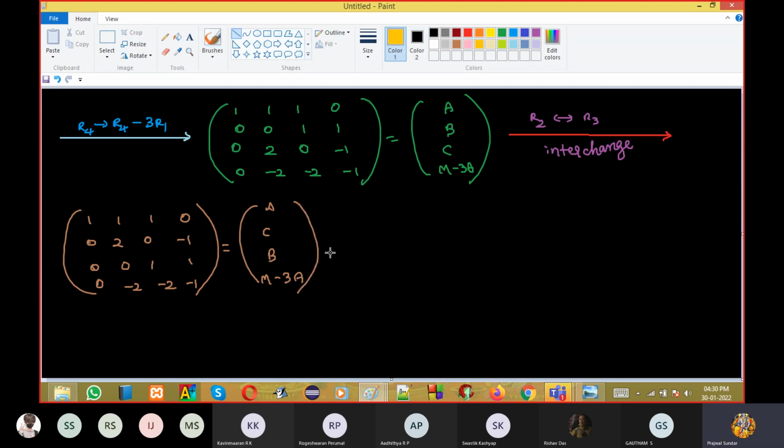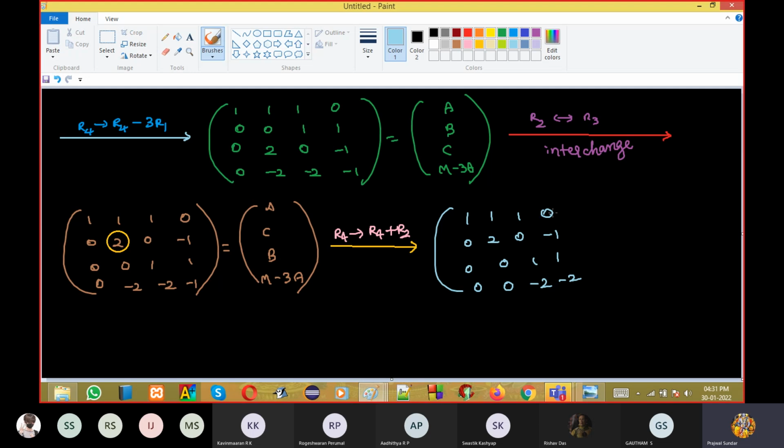Now I'm going to perform a row operation. See, I'm having a pivot here, so I can take this pivot and do row 4 implies row 4 plus row 2. I'll get 1 1 1 0, 0 2 0 minus 1, 0 0 1 1, 0 0 minus 2 minus 2. This will be equal to A, C, B, M minus 3A plus C. M minus 3A, and you are adding plus C.